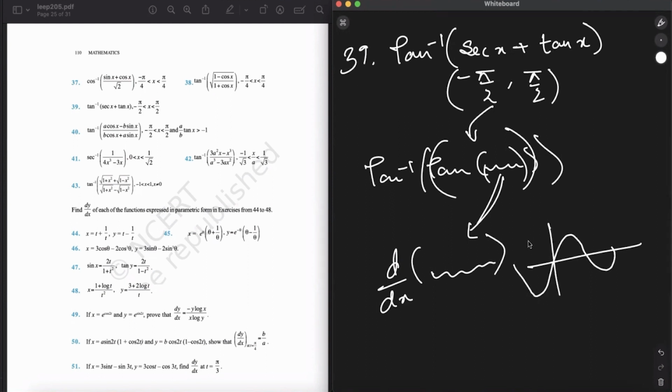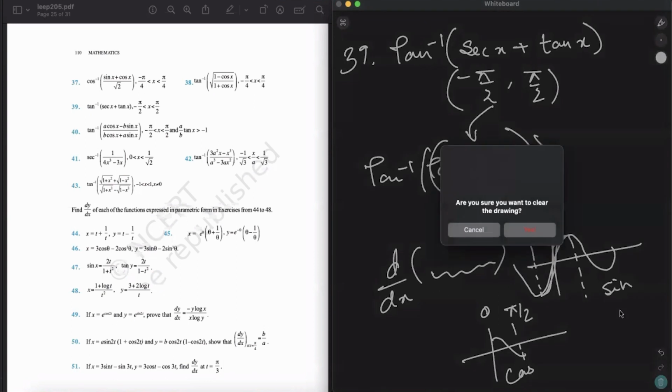This is the graph for sine. The domain for the inverse is minus pi by 2 to pi by 2, which covers all the values from minus 1 to plus 1. This is sine. For cos, it is 0 to pi by 2, and it covers all the values. For tan, it is minus pi by 2 to pi by 2, and it goes on like that. This is what you have to understand.